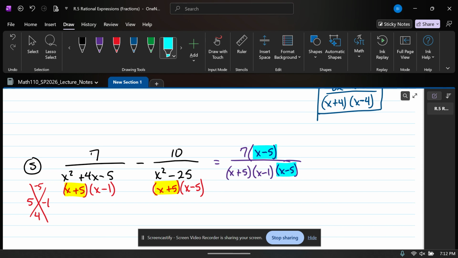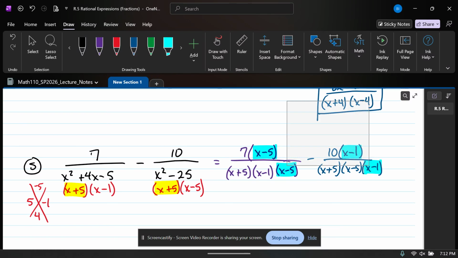Now, what does the second fraction need? It needs an x minus 1. So minus 10 times x minus 1 over x plus 5, x minus 5, x minus 1. And that x minus 1 is the part that the first fraction had that the second fraction did not. Okay?